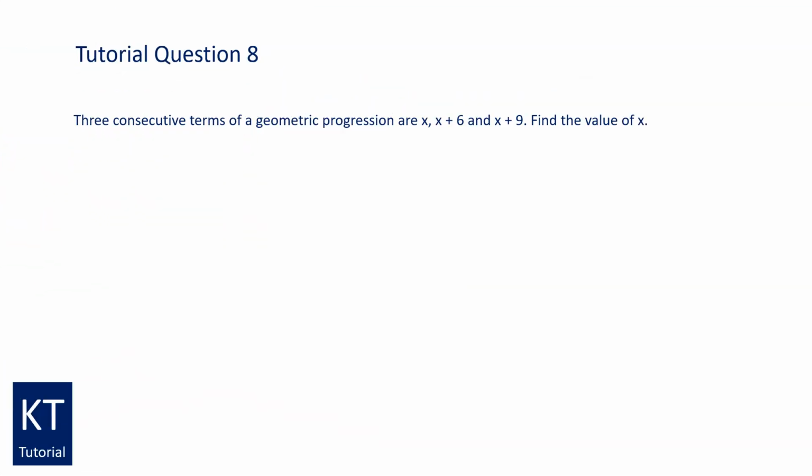Tutorial question 8. Three consecutive terms of a geometric progression are x, x plus 6, and x plus 9. Find the value of x. Being a geometric sequence, the ratio of its second term against its first term is the same as its third term against its second term, allowing us to solve for x.